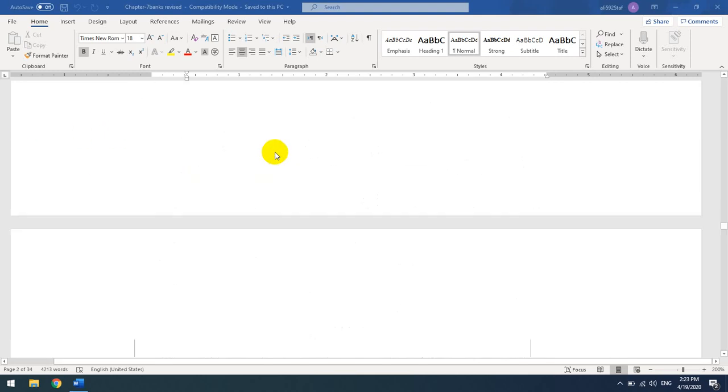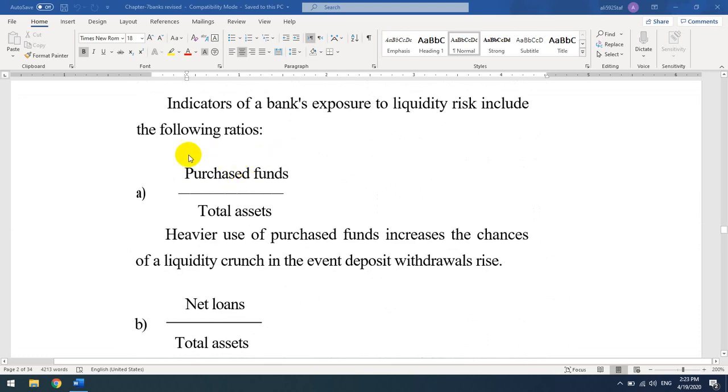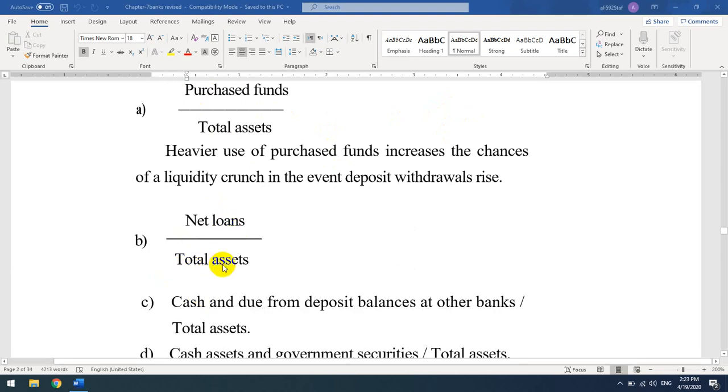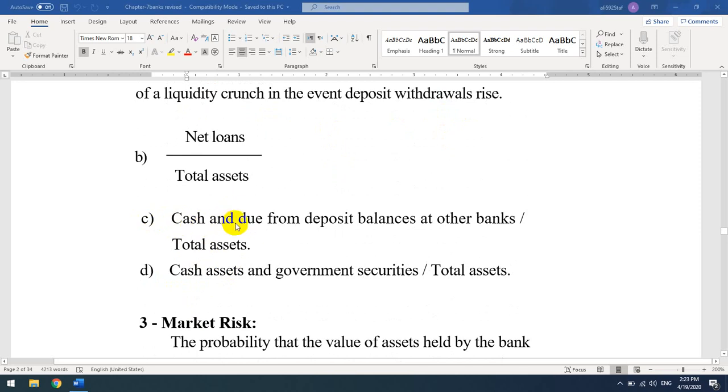The second measure of risk is liquidity risk. We talked about liquidity many times in many courses before. Include the purchased funds divided by total assets. This is one indicator of liquidity risk. Second is net loans divided by total assets. Third, cash and due from deposit balances at other banks divided by total assets. The fourth parameter, cash assets and government securities divided by total assets.